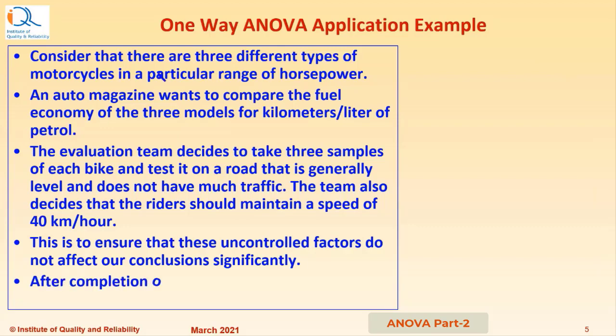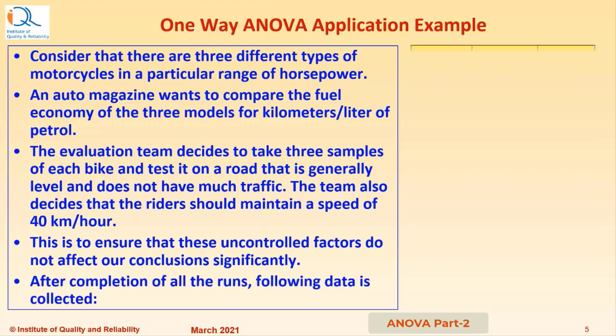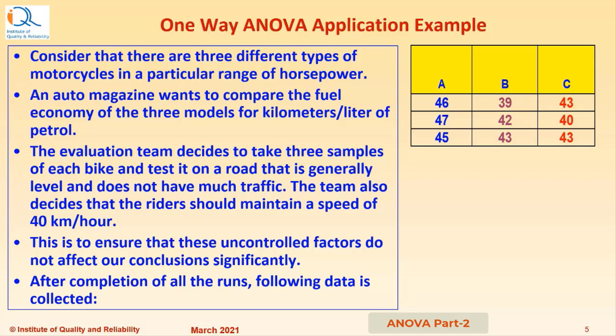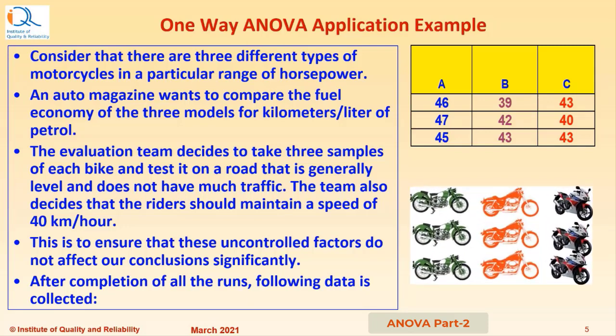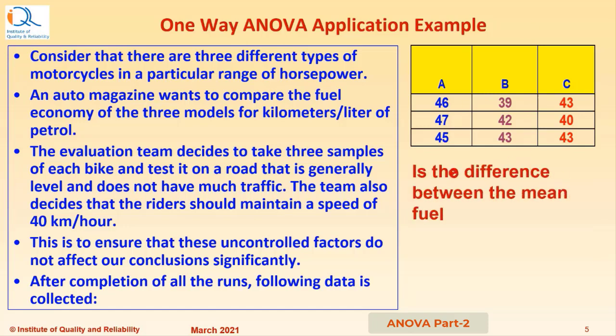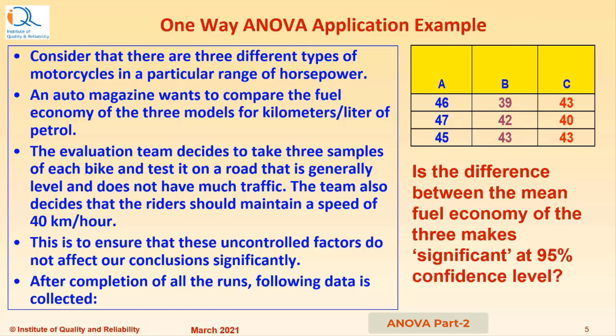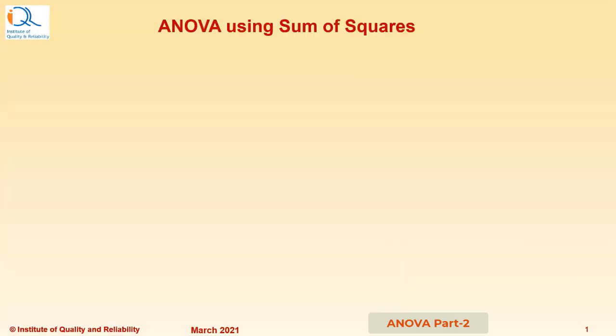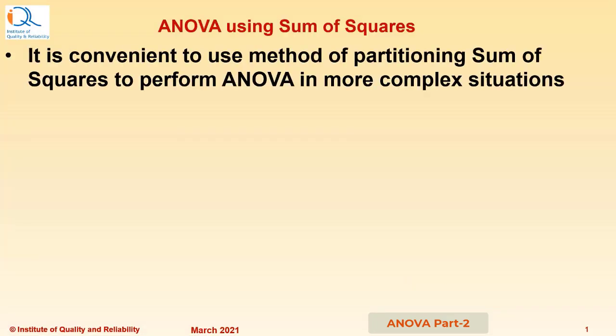After completion of the runs, following data is collected. This is the data of the three motorcycle makes, and we will analyze this data using partitioning sum of squares. Is the difference between the mean fuel economy of the three makes significant at 95% confidence level? It is convenient to use method of partitioning sum of squares to perform ANOVA in more complex situations.